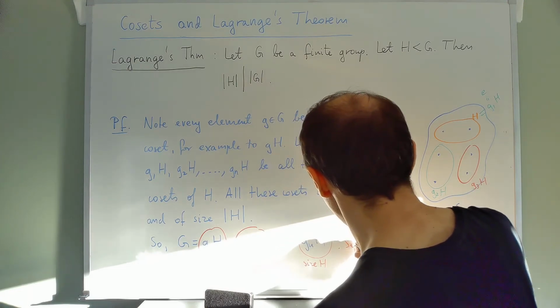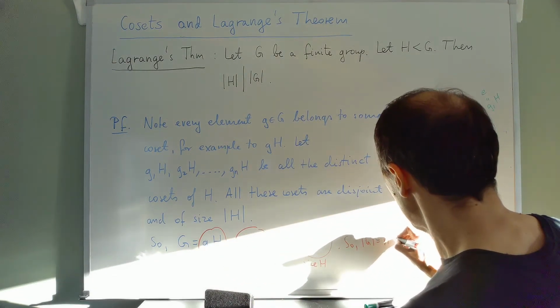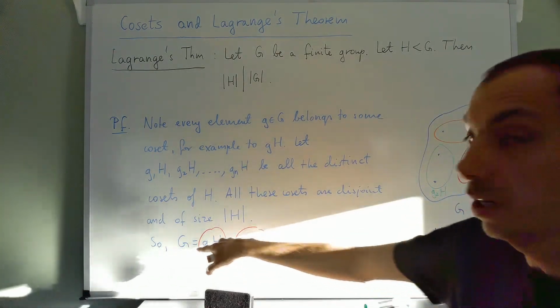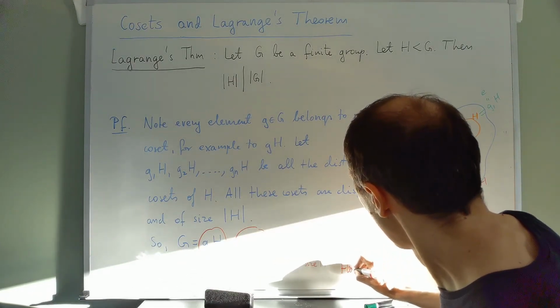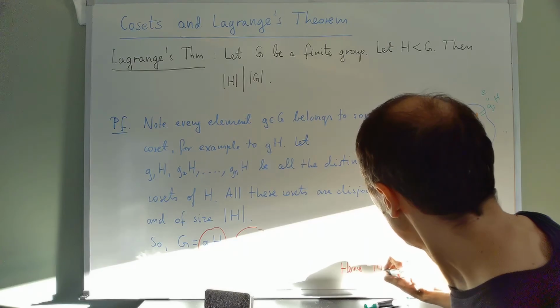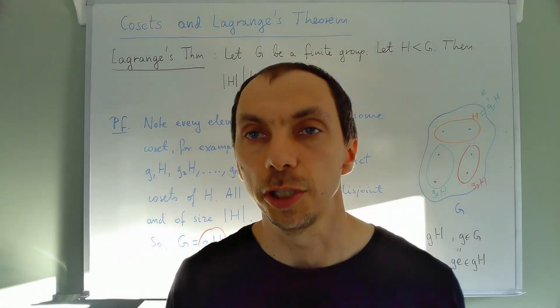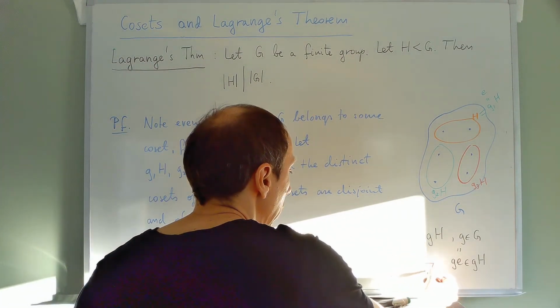So I say that the size of G is n times the size of H, right? Each of these has size of H and there are n of them. So it's n times the size of H. Hence, the order of H must divide the order of G. And we get Lagrange's theorem. So that finishes the proof.